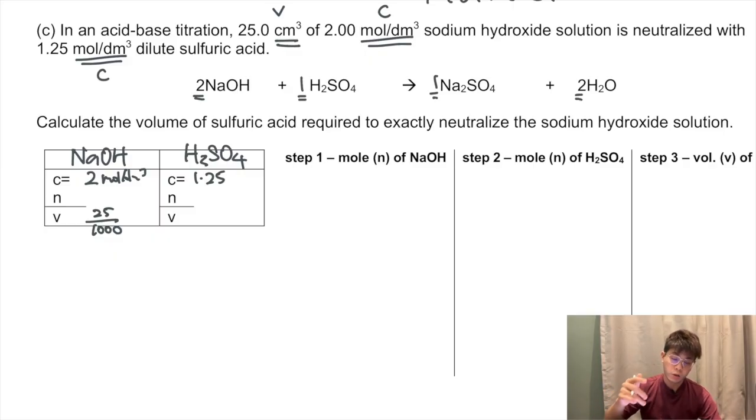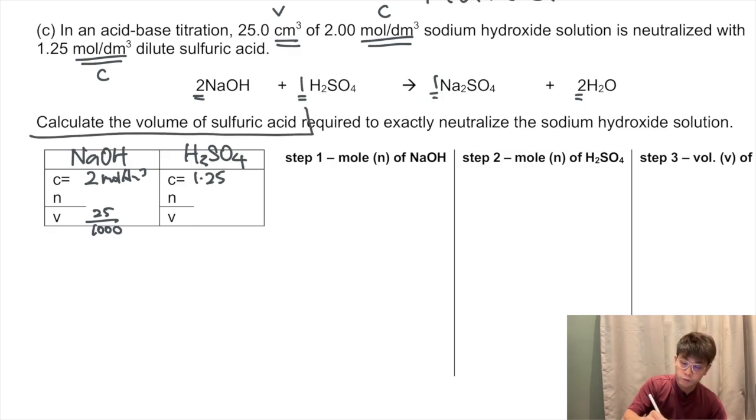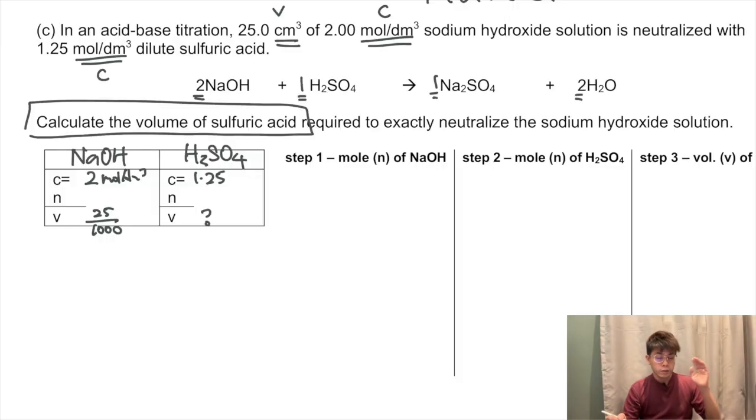I need to find the question mark. What am I supposed to calculate? They asked me to calculate the volume of sulfuric acid, so my question mark is over here. My sodium hydroxide has one unknown, so that will be my step 1. Then mole ratio, step 2. And finally, the unknown question mark will be step 3.